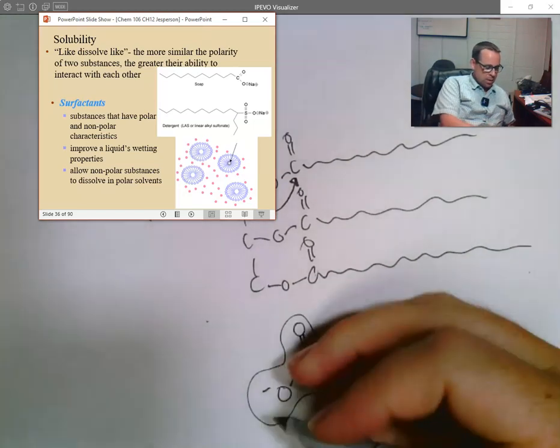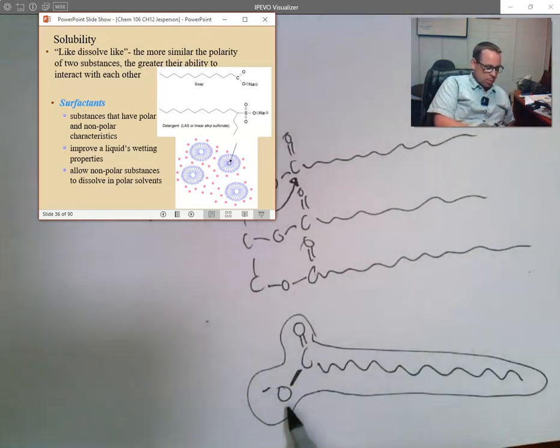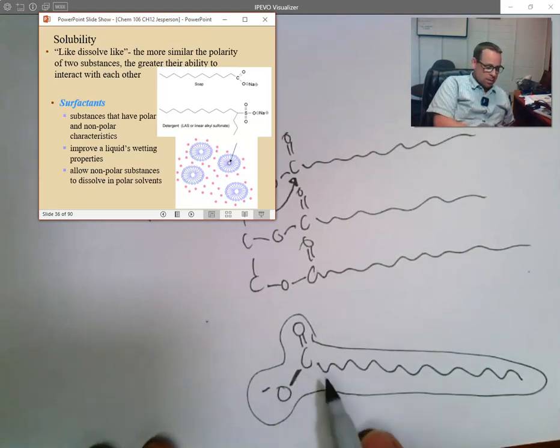It has here on the end a polar head. But this polar head is attached to a non-polar tail.